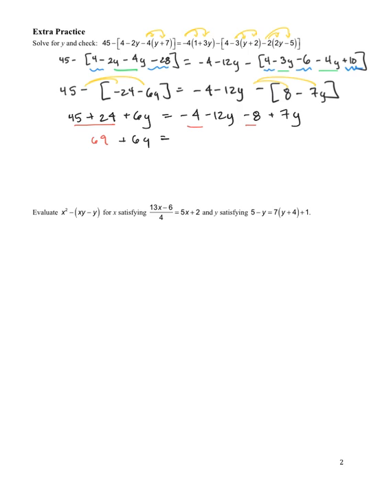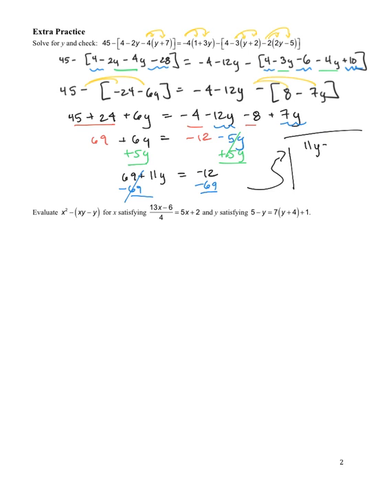I have some constants, so that gives me negative 12. I also have some y terms that I can combine, minus 5y. Ultimately, I'm solving for y, so what might you want to do to keep your y's positive? I would add 5y to both sides. So that is 69 plus 11y equals negative 12. Then I would subtract 69 from both sides. And that would give me 11y equals negative 81. Divide both sides by 11, and I get my value of y to be negative 81 over 11. Again, you can check your answer.